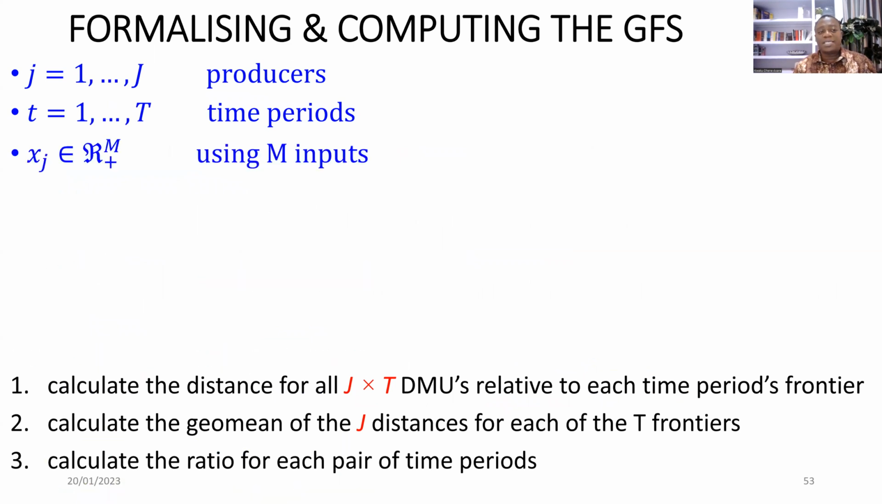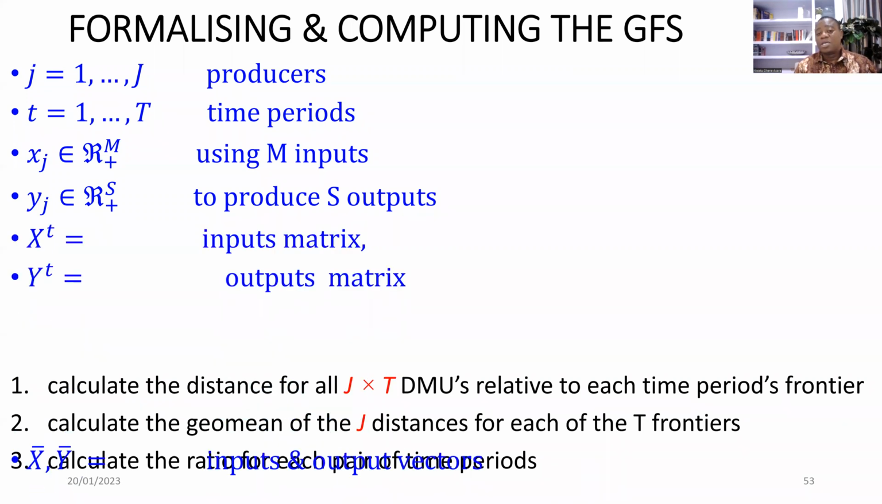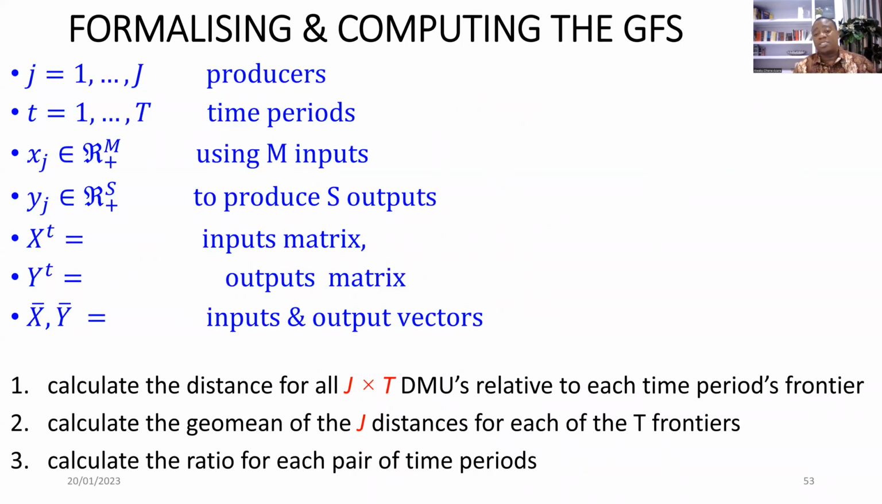So in formalizing it, we've indicated the producers in several time periods T using M inputs to produce S outputs. So on the basis of that, we can create input matrices and output vectors. Now we are on how you estimate the global frontier shift. You will estimate efficiency of all the firms, assuming there are 500 observations in 10 time periods. Maybe 40 are in year 1, 45 are in year 2, and different numbers in other years. When you combine all of these observations, they are 500.